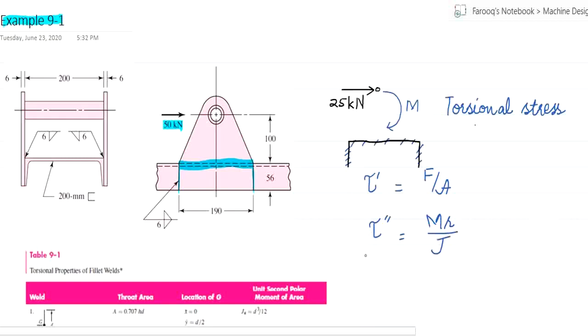And once primary and secondary shear are known, then we are going to find the overall effect of primary and secondary shear. Because we have a 2D problem here, the formula for overall stress is going to be the square root of (primary X plus secondary X stress) plus (primary Y plus secondary Y) whole squared.